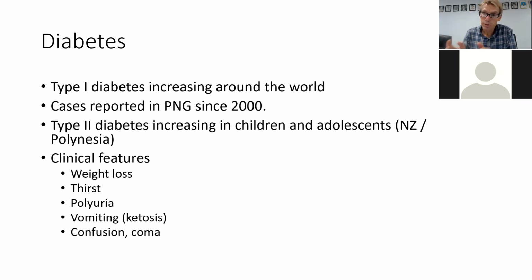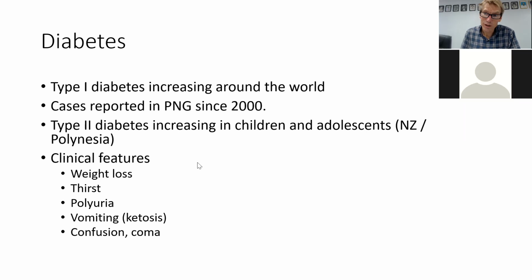In New Zealand, among Polynesian kids, there is a bit more type 2 diabetes, and we're seeing a little bit more type 2 diabetes in children in Australia, but the vast majority of the increase in diabetes is type 1 diabetes, and no one's quite sure why, but it's being seen in all countries.